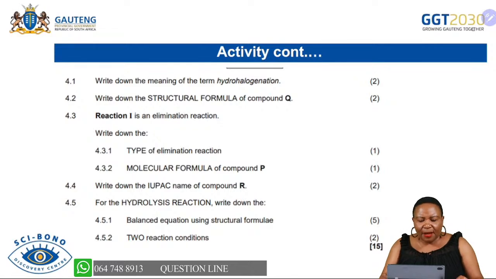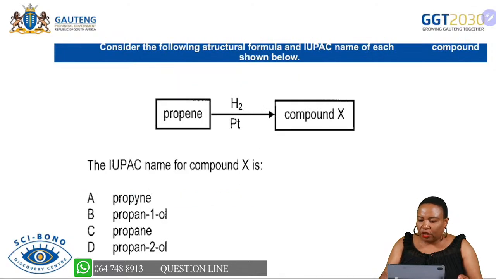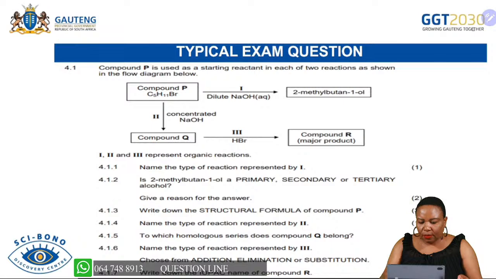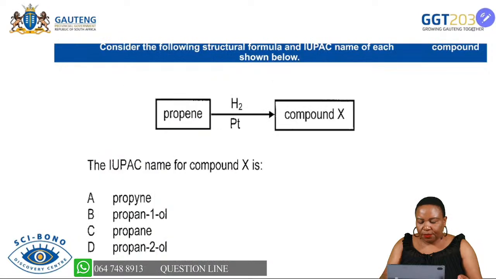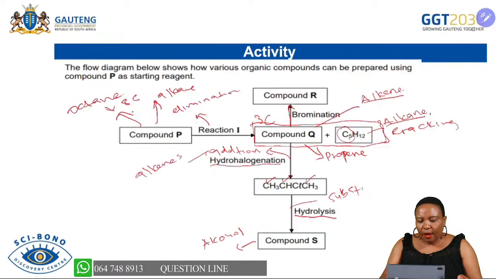So the first thing it is saying is: write out the meaning of hydrohalogenation. We know it is the addition of hydrogen and halogen to an alkene. And then write down the structural formula of Q. If you have identified them already, you will be able to write the structural formula of Q, which is provided to you. Let me just go back. The Q structure is this one, and it is propene.